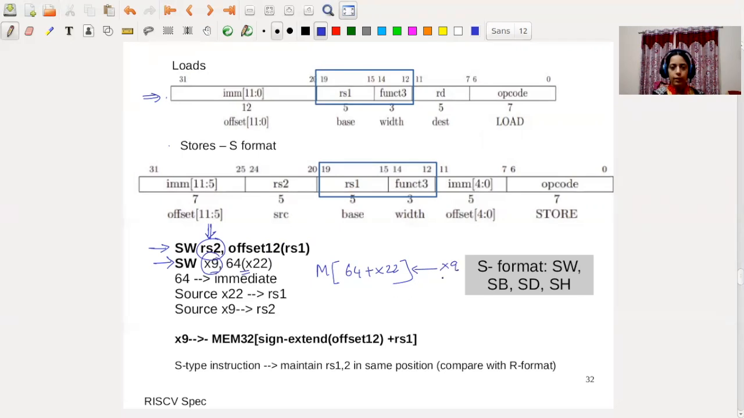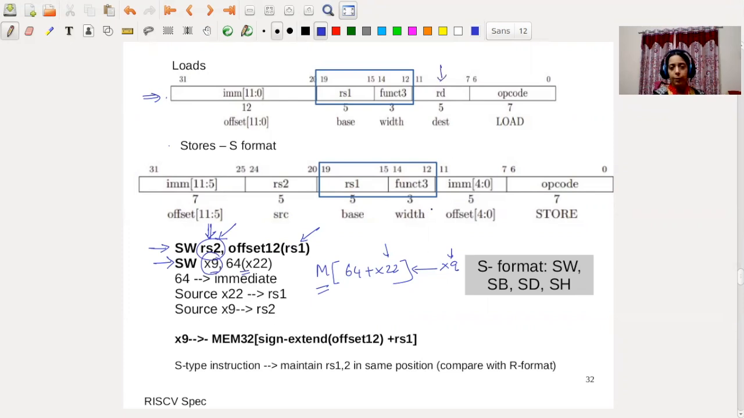So this is how it works. The destination is the memory because you're storing to the memory. Therefore, the two registers that you have, RS2 and RS1, are both source registers. We are going to read from both of them. So therefore, you do not have RD. And if you look at the load instruction, you have RD here.